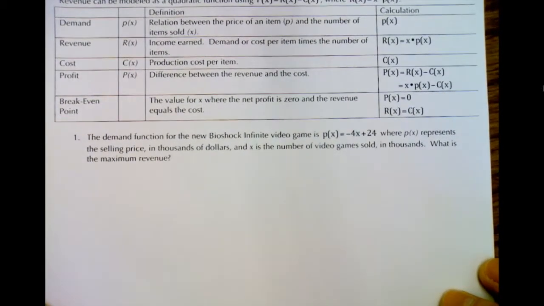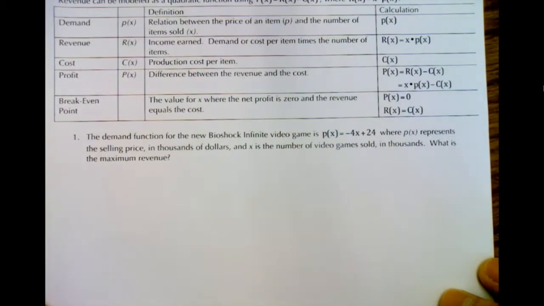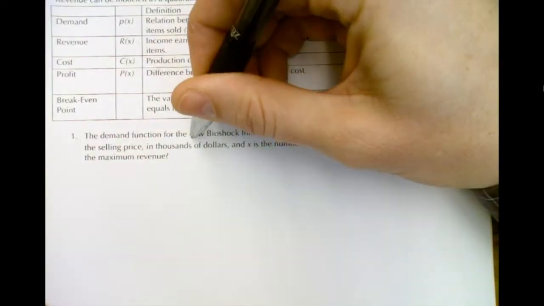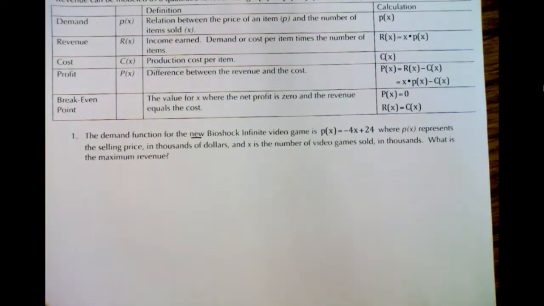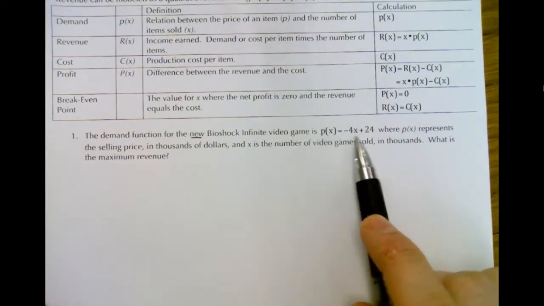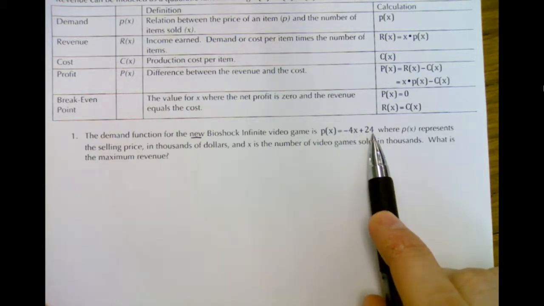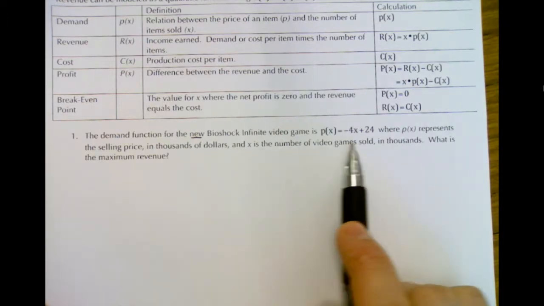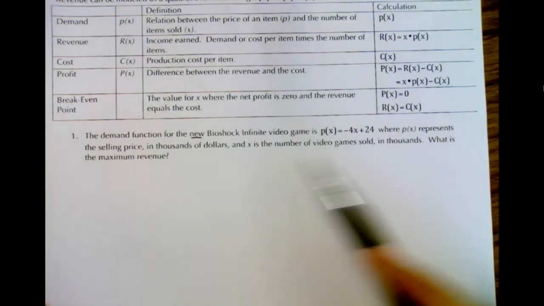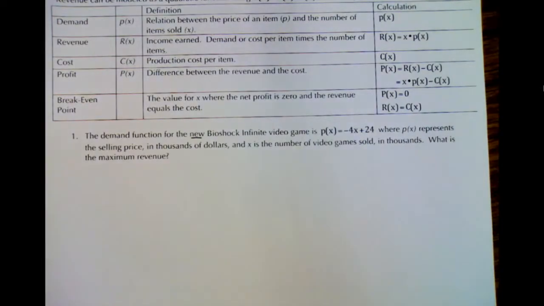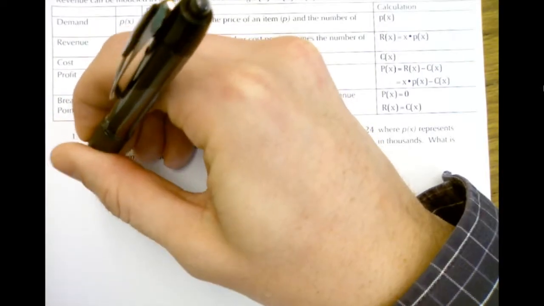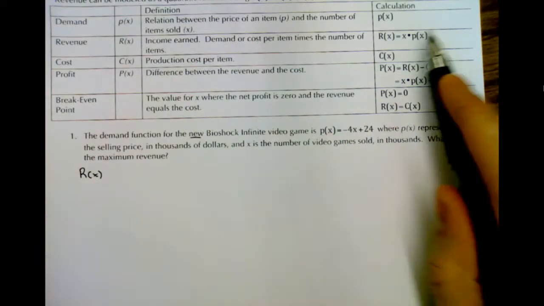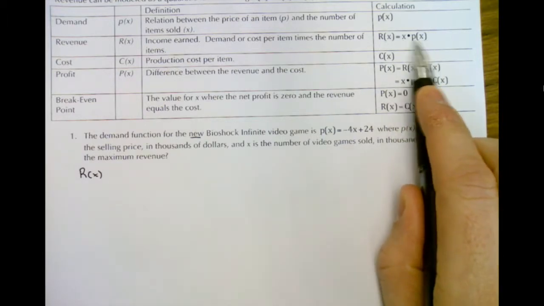I'm going to keep those at the top. The demand function for a new BioShock Infinite video game, new, so that's from 2013, so that's not new anymore, but anyways, is p of x equals negative 4x plus 24, where p of x represents the selling price in thousands of dollars and x is the number of video games sold. We want to find the maximum revenue. In order to do that, we need to write a revenue equation, R of x, and since we're given little p of x, we can use this equation to make our revenue.